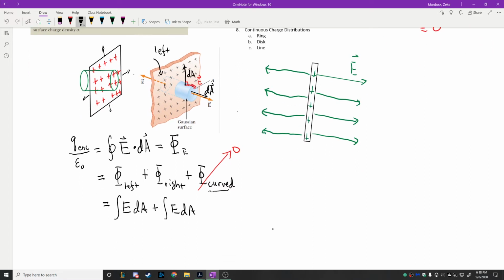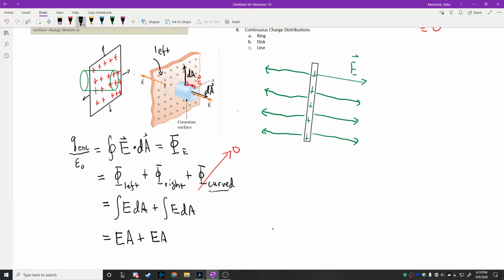Continuing on with the derivation, this electric field ends up being constant. So you could pull the electric field out here. And you're left with just the integral of dA, which is going to be A. So the first one's going to be EA. The second one's obviously going to be exactly the same.